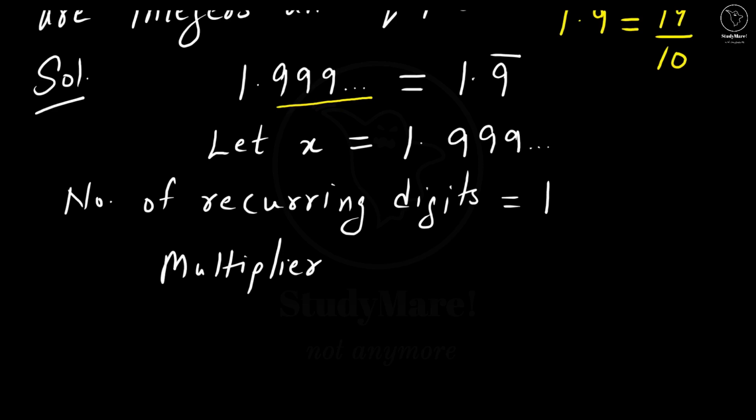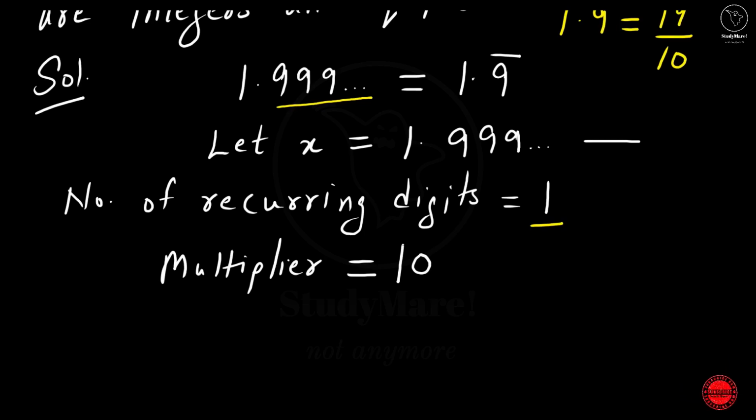How do we get this multiplier? Simple. Just write 1 and then as many zeros as there are recurring digits. Since the number of recurring digits is 1, we have 10. Had it been 2, it would have been 100. In case of 3, it is 1000 and so on. Now we have to multiply the given number with this multiplier.